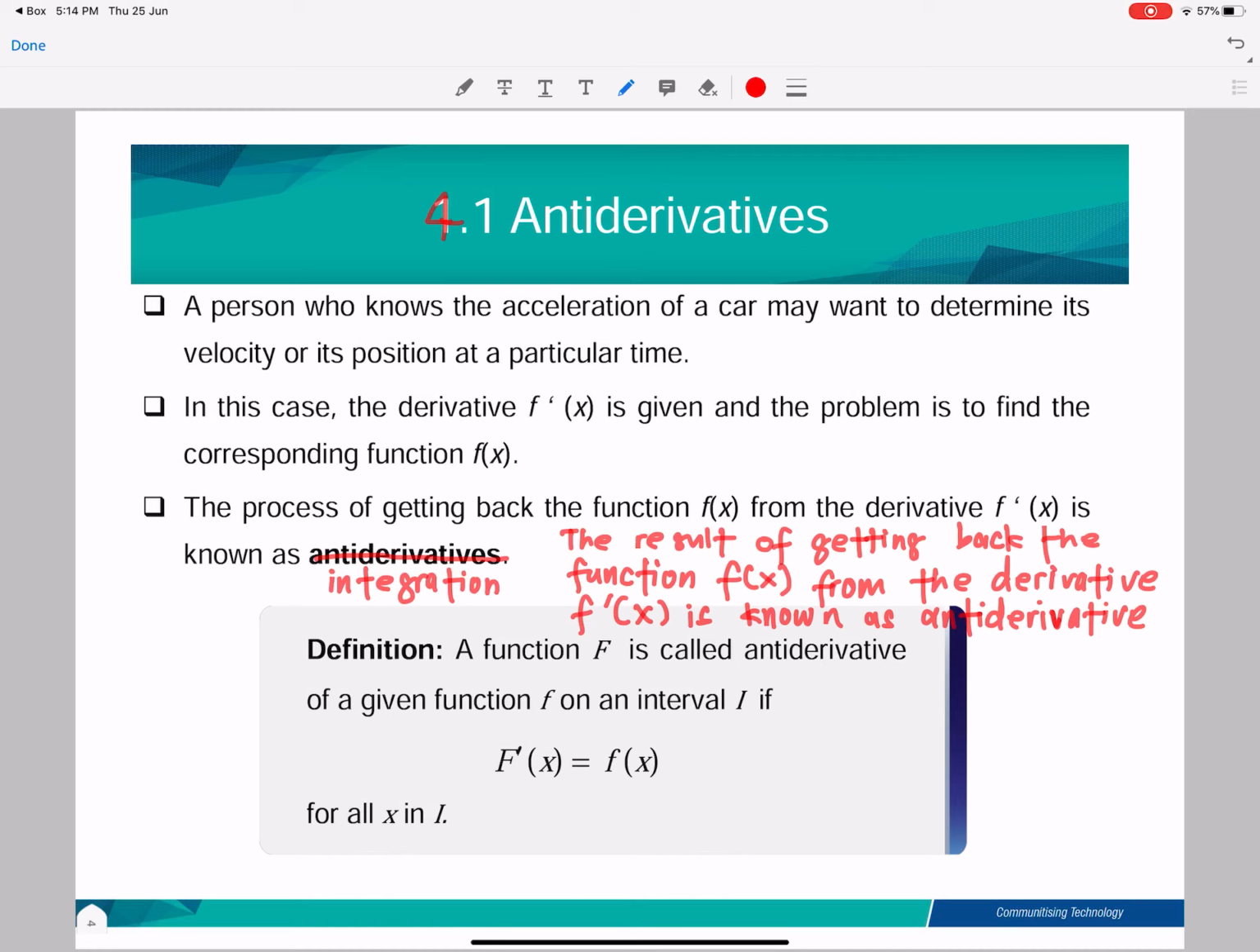So please correct this one, because this one's supposed to be: the process of getting back the function f(x) from the derivative f'(x) is known as integration, because this is the process, and the result of getting back the function f(x) from the derivative f'(x) is known as antiderivative. And below here you have the formal definition for antiderivative, but you will understand this definition when we go with examples later.